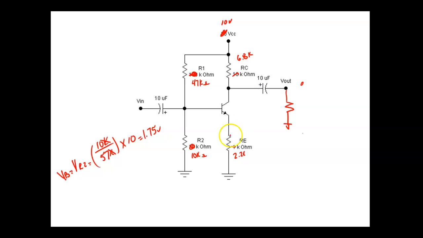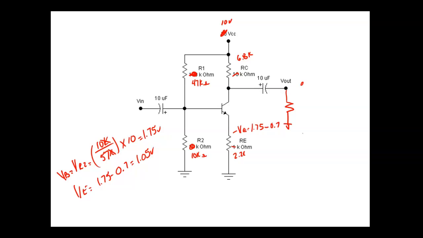Okay, then I can come over here and get VE. So VE is going to be equal to 1.75 minus 0.7. And now we're back to on clock. So that's the only thing you had to know, right? That was different. So that's going to give us 1.050. That's going to be VE.